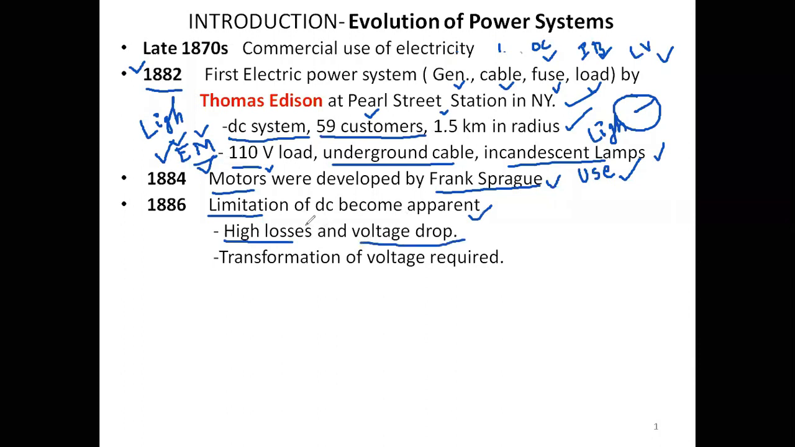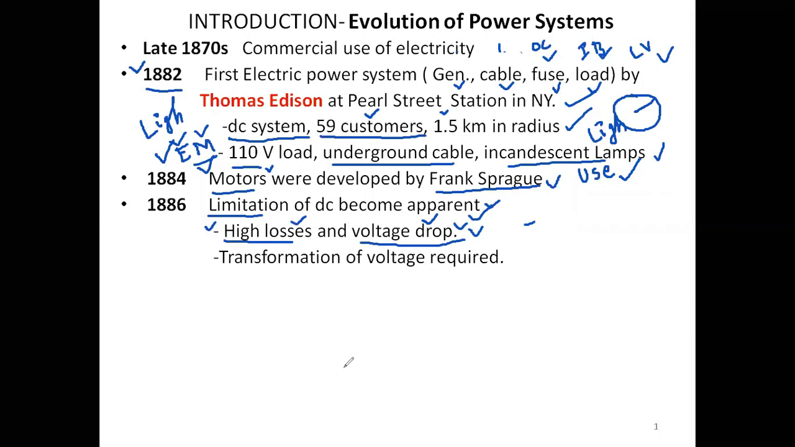If the load increases, then the current increases, so losses increase. Also, if the number of customers increases, then the distance of the system increases, so there will be voltage drop. At the far end, the voltage will be much reduced. The limitations of DC became apparent in two aspects: higher losses and voltage drop. This is the drawback of the low voltage DC system.